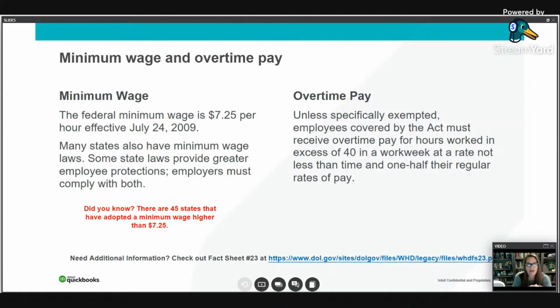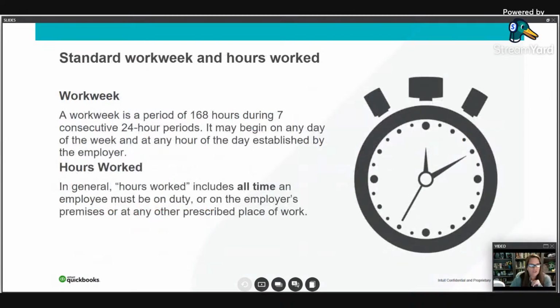And then overtime, unless it's specific that the employee is exempt, employees covered by the FLSA must receive overtime pay for hours worked in excess of 40 hours. And it has to be 1.5 times. And there's a link here where you can go check that out if you need to. Standard work week and the hours worked.